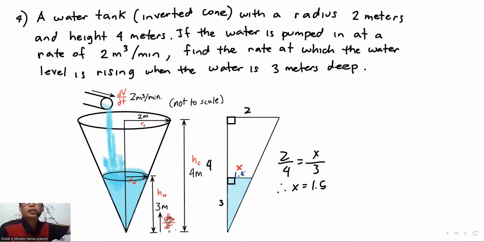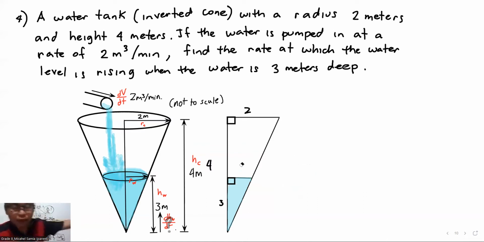No, wait, Josh. The problem states find the rate at which the water level is rising. So you're looking for dH/dt. You don't have any height in your variables. Do not use the value of 3 meters. Right, H, the variable.